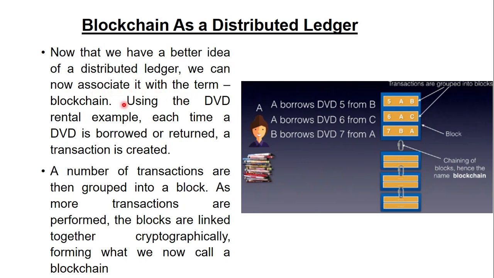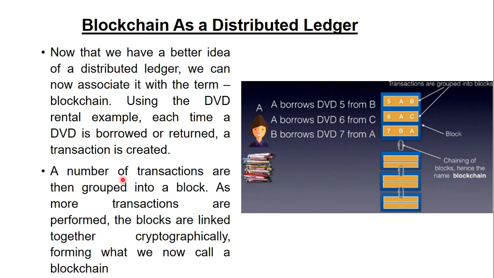Now that we have a better idea of a distributed ledger, we can associate it with the term blockchain. Using the DVD rental example, each time a DVD is borrowed or returned, a transaction is created. A number of transactions are then grouped together to create a block. This block is created when A borrows DVD 5 from B, so 5 A B, and then A borrows DVD 6 from C, 6 A C. B borrows DVD 7 from A, 7 B A. These different blocks are grouped together and chained together. That is the chaining of blocks, and that's why we call it a blockchain.